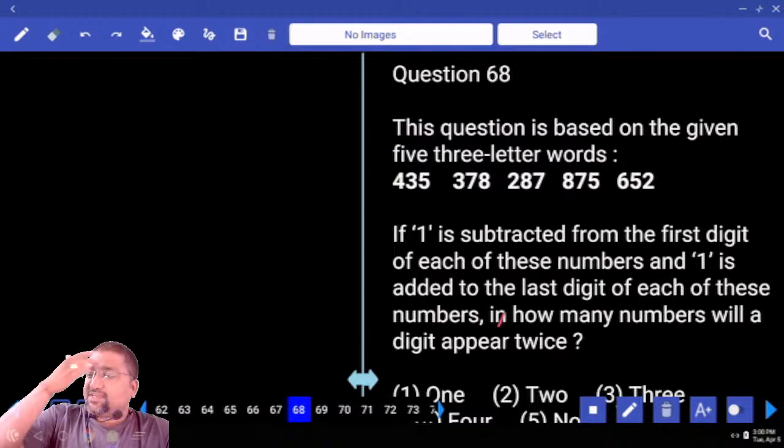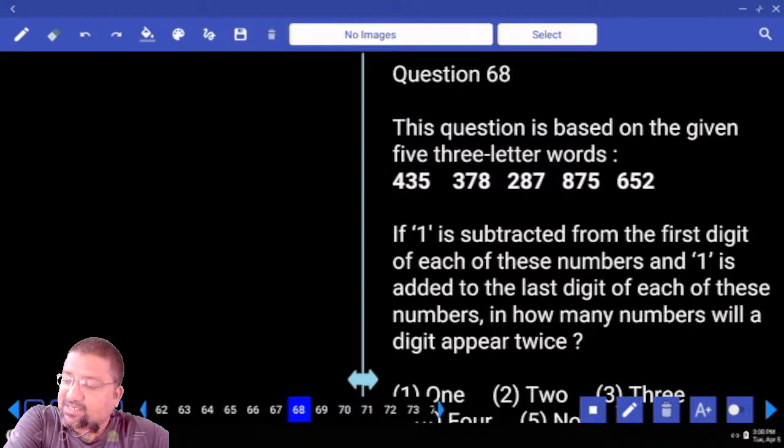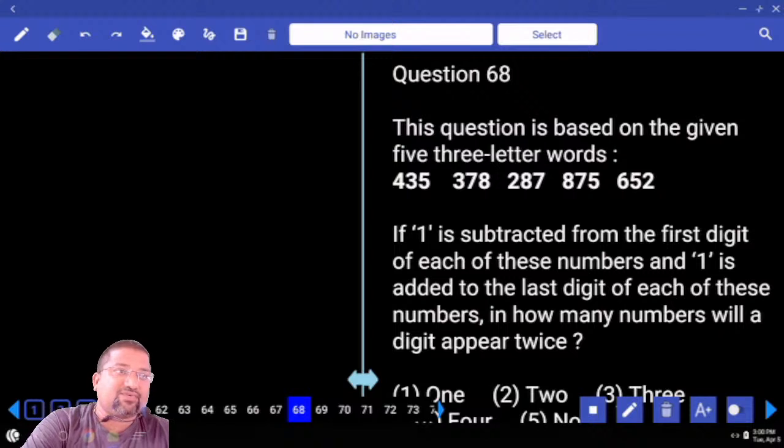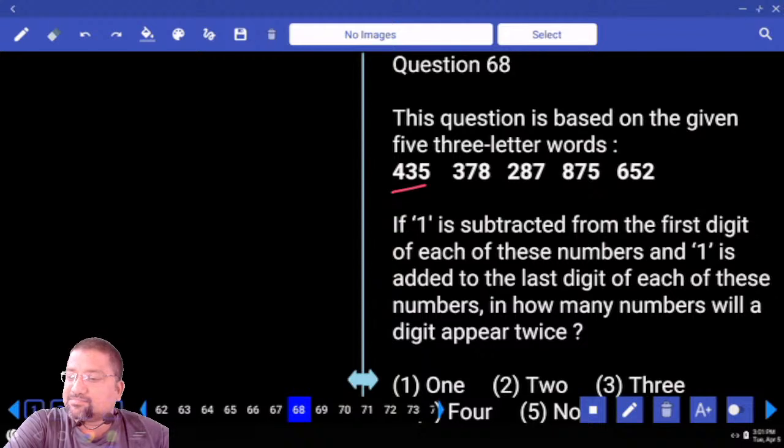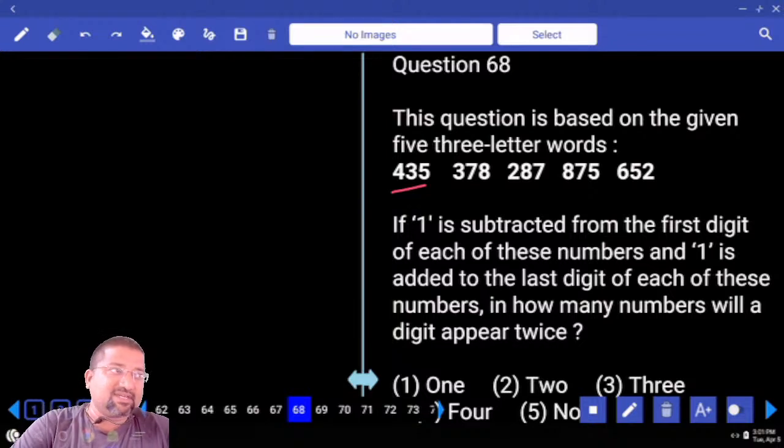Yes. Next. If 1 is subtracted from the first digit of each of these numbers and 1 is added to the last digit of each of these numbers, in how many numbers will a digit appear twice? 1 is subtracted from the first digit of 435. 1 is subtracted from 4, it becomes 3. The digit is appearing twice. Yes. Next, 1 is subtracted and the first digit becomes 2. And 1 is added to the third digit and it becomes 9. 279. Is there any digit that is repeating? No.